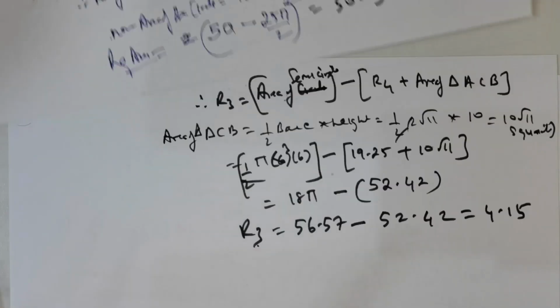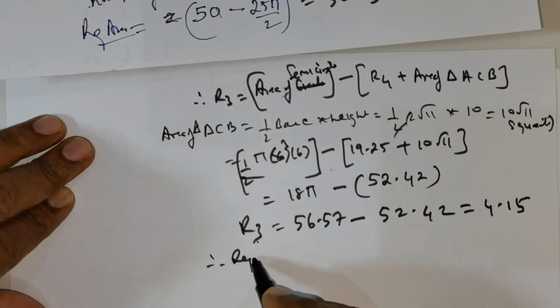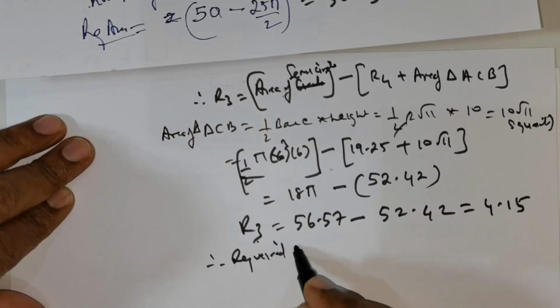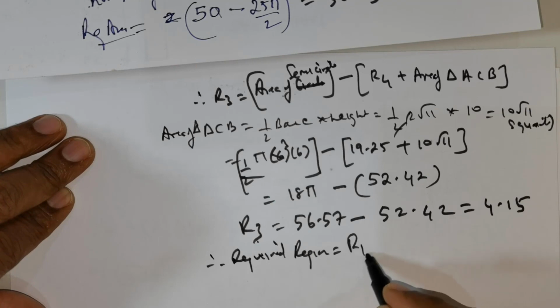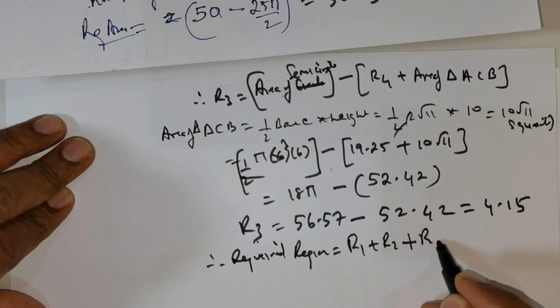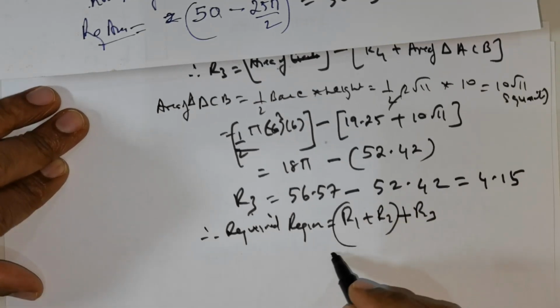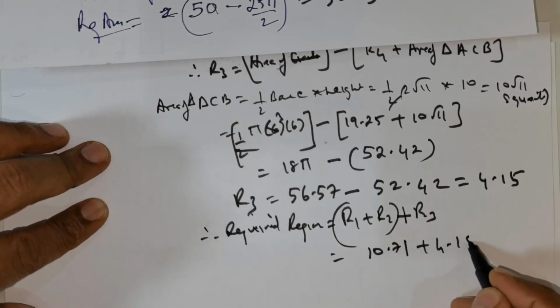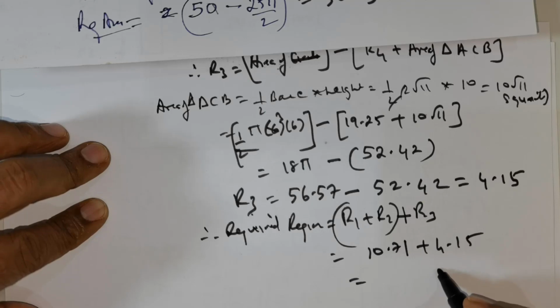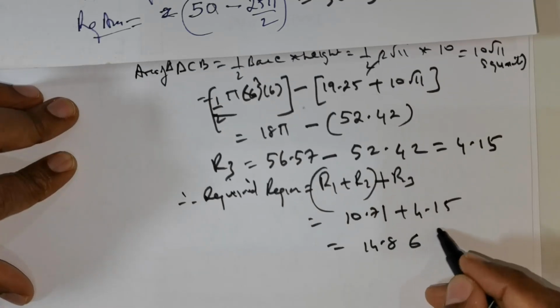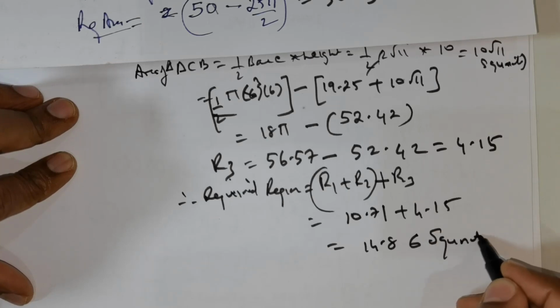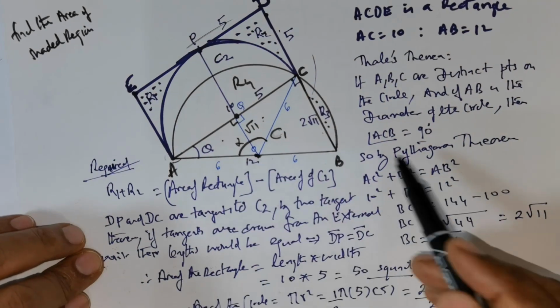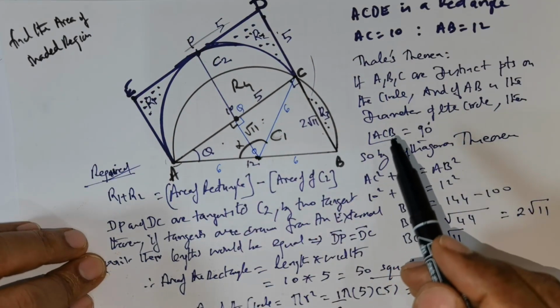So R1 plus R2 we have got as 10.71, therefore the required region is R1 plus R2 plus R3, 10.71 plus 4.15. That is going to give me 14.86 square units. So that is the required region. This is a beautiful problem.